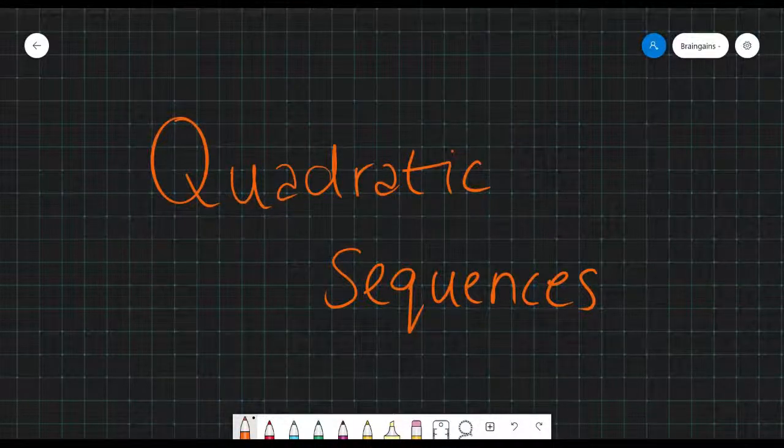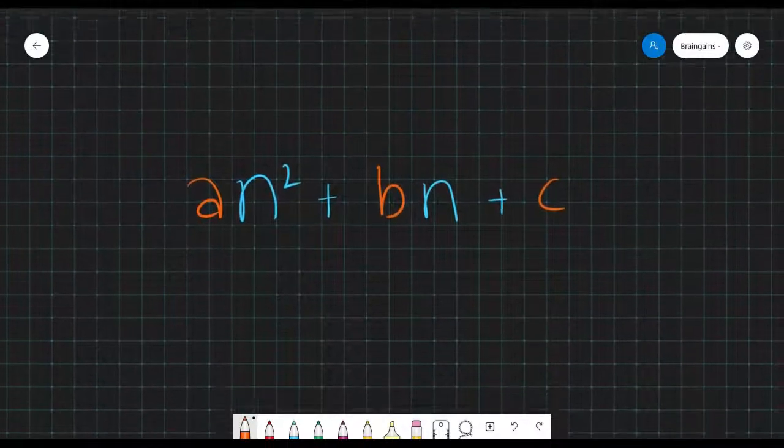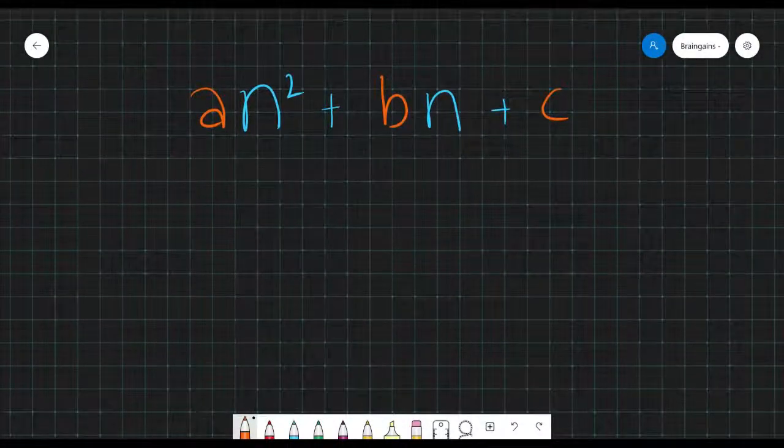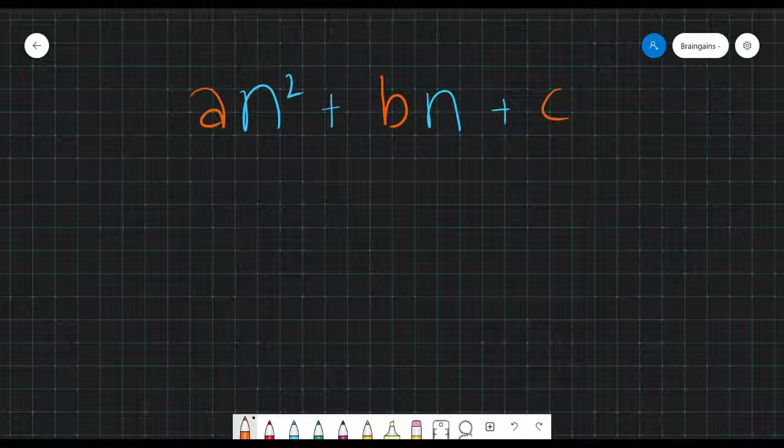In this video we'll be solving quadratic sequences, so how to recognize them and how to find the nth term of a quadratic sequence. Something to keep in mind is all quadratic sequences are of the form an squared plus bn plus c, where a, b, and c are the numbers that we have to find. And this can be done in a few steps.